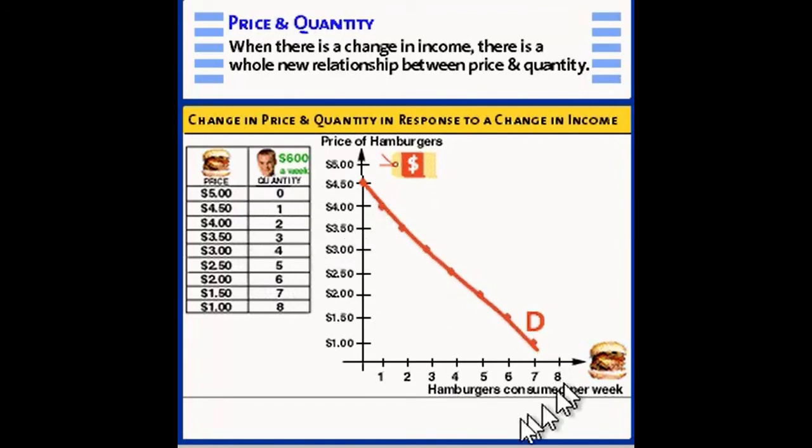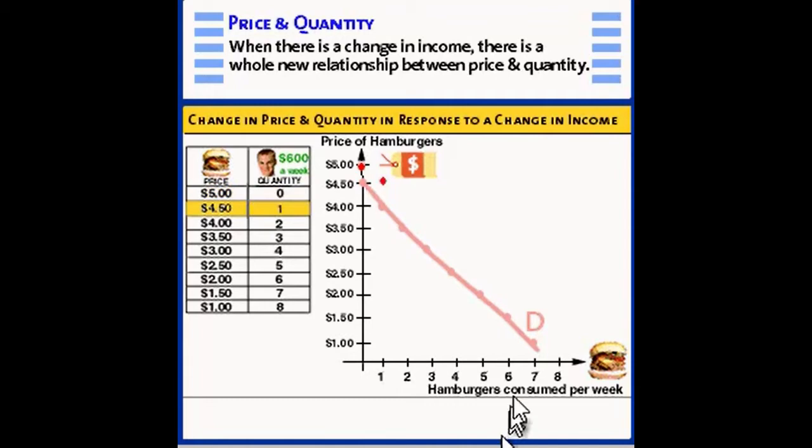We can see that now at a price of $5, Bob buys no hamburgers. So the intercept of our curve, that is the lowest price at which Bob buys 0 hamburgers, has moved up. The intercept has moved up to $5. At a price of $4.50, Bob now actually buys a hamburger. So we have a point like this, $4.50 and 1 hamburger.